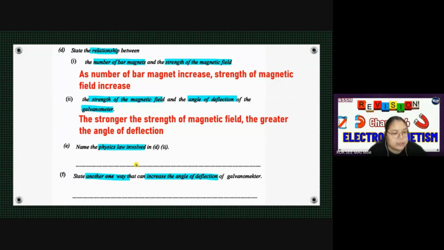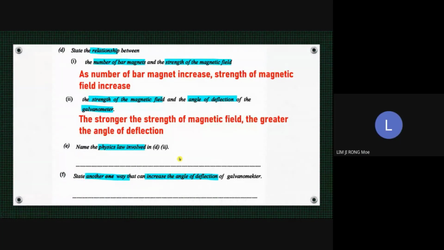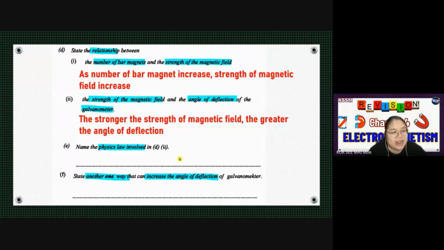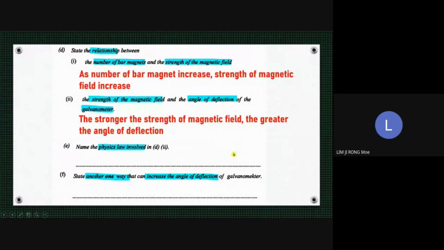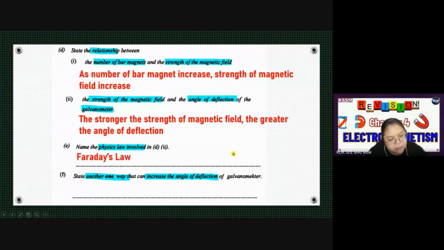Okay, what's the answer for E? Name the physics law involved. Lenz's law. Just now I said not Lenz's law. If they say refer to the diagram, it is Lenz's law, but they say refer to D2. D2 is talking about a factor. What law is about the factor? Faraday's law. Yeah, Faraday's law is talking about the factor. Okay? If the question never mentioned D2, actually you can answer Lenz's law. But it said D2. D2 already is a comparison. So that means it is Faraday's law.